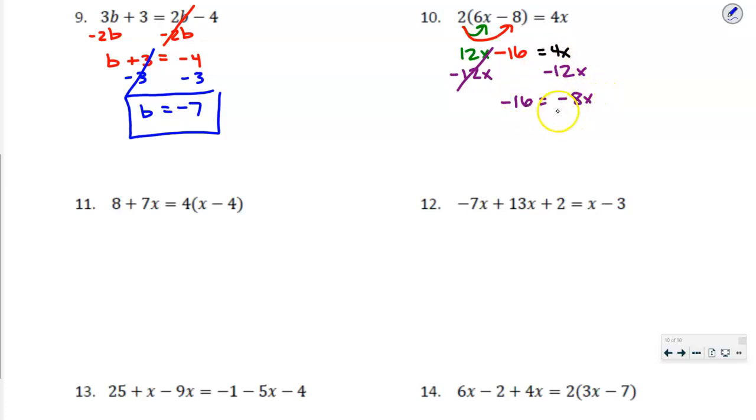X is multiplied by -8, and I will undo multiplying by -8 by dividing by -8. -8 divided by -8 divides out, and I'm left with x, which is equal to -16 divided by -8, which is +2.